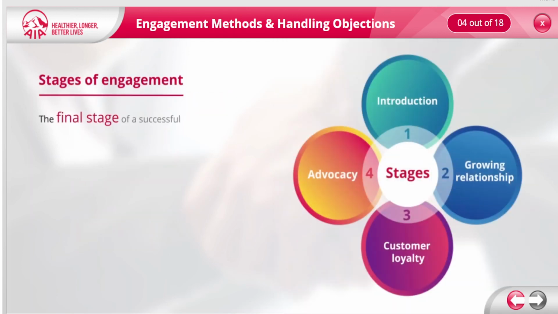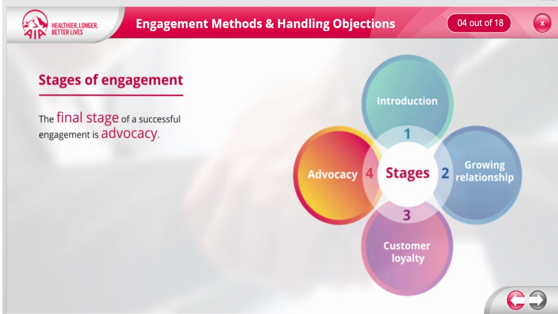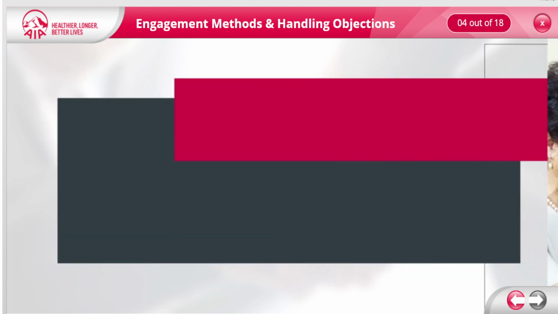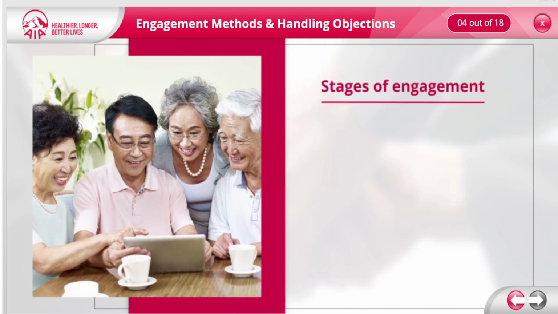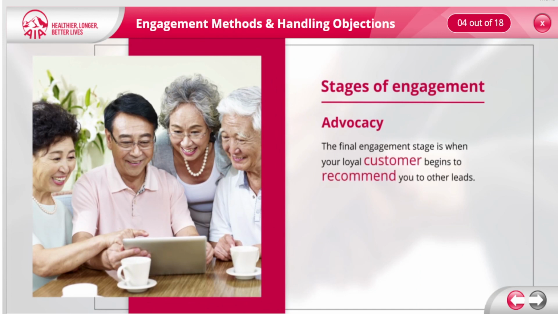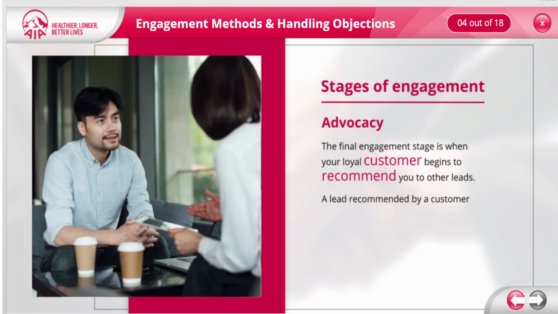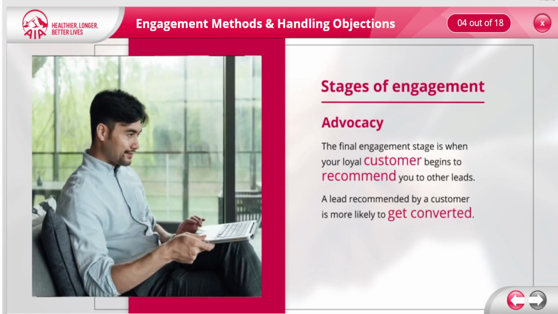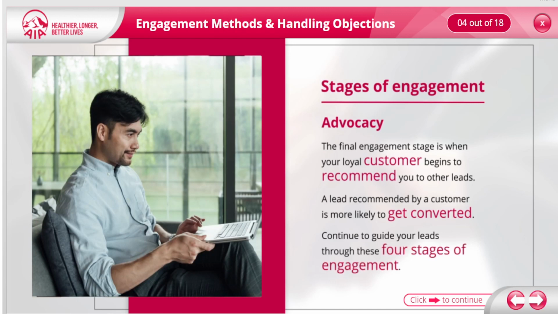The final stage of a successful engagement is advocacy. The final engagement stage is when your loyal customer begins to recommend you to other leads. This is extremely powerful. A lead recommended by a customer will always be more likely to convert than a lead from any other channel. This is why it is so important to continue to guide your leads through the 4 stages of engagement to create advocates for you and your brand.